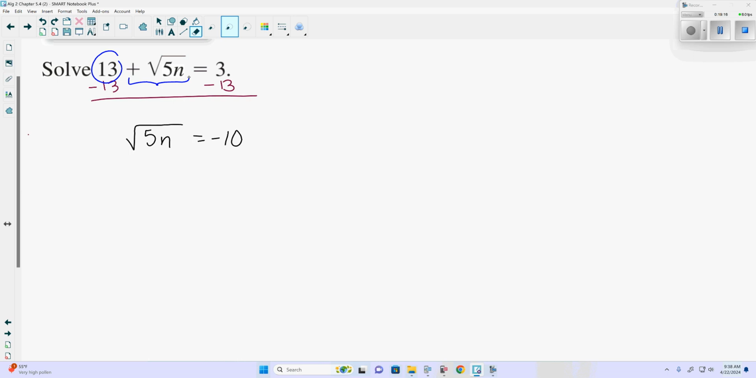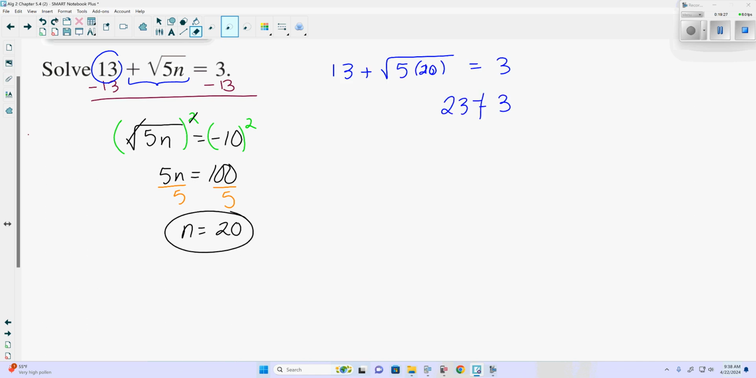So even if we miss the fact that the square root of 5n cannot ever be negative 10, we go through our steps and check. This is no solution.